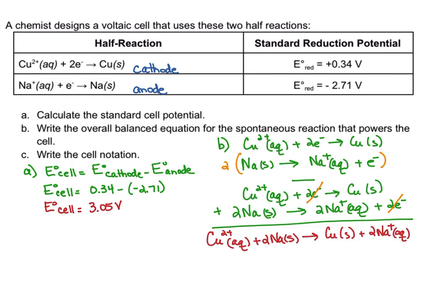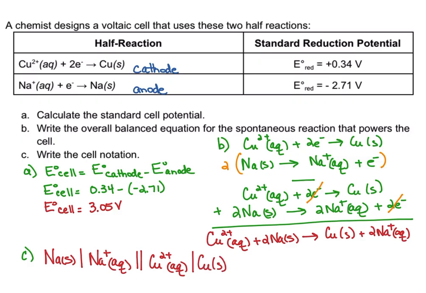All right, for part C, we're asked to write the cell notation. The cell notation has to have the anode on the left and the cathode on the right. Sodium was labeled as our anode, so take a look at our balanced equation. That means I'm going to start with the solid sodium, vertical line going to the cation sodium. Then I'm going to have the salt bridge. And then I'm going to have the copper 2+ going to copper solid. And since we have solids in both half reactions, we don't need an inert metal.